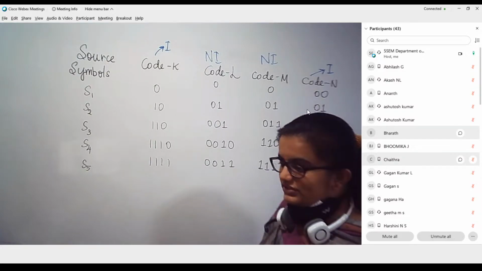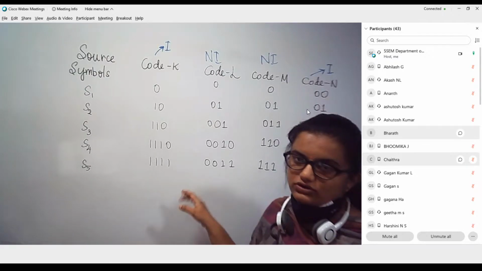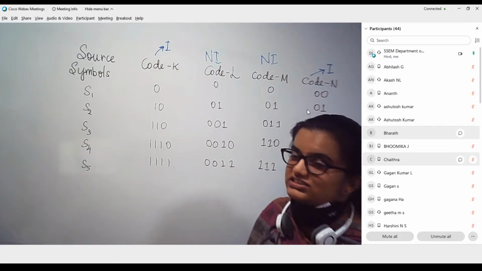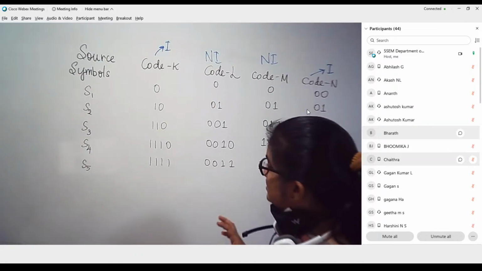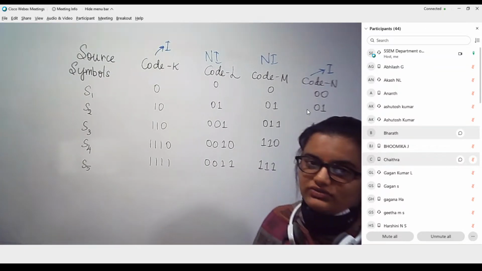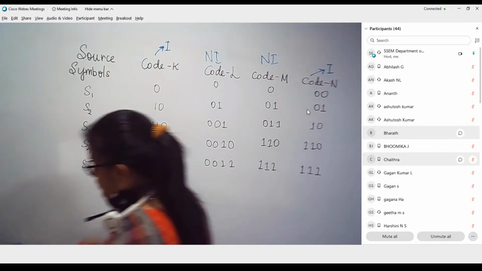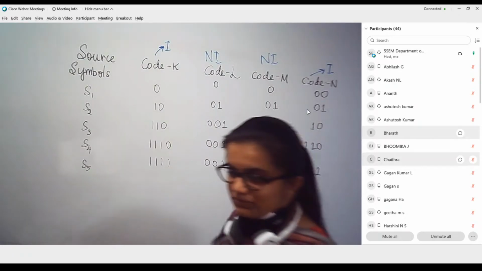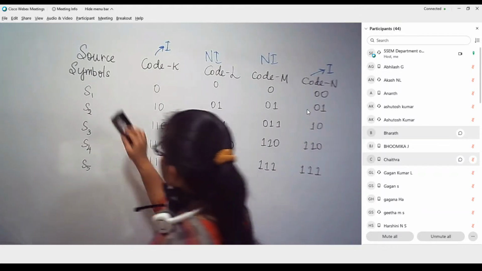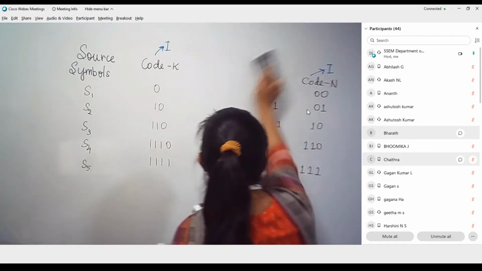So what I asked was to identify whether the given codes are instantaneous or not, and the identification has been done. Now we will construct the decision tree. Decision trees are mostly used whenever we are going for the reconstruction part. So we need to observe this decision tree properly to know the characteristics of the instantaneous code. So let me write one code one by one.